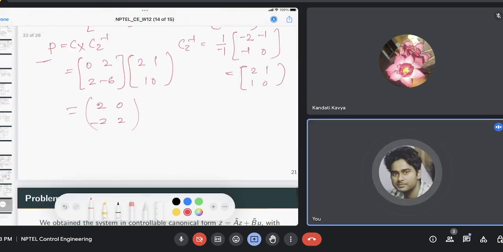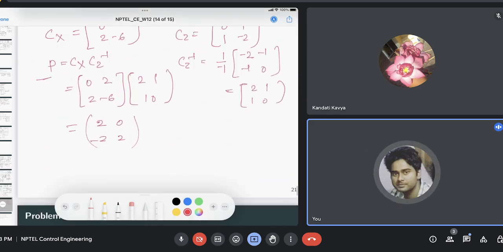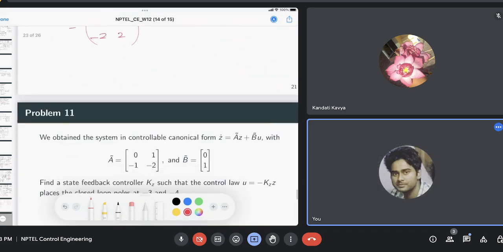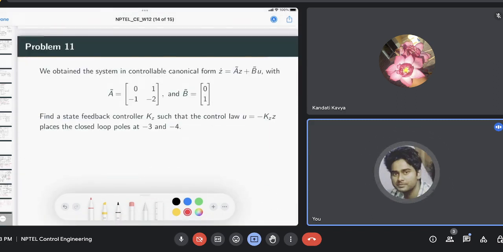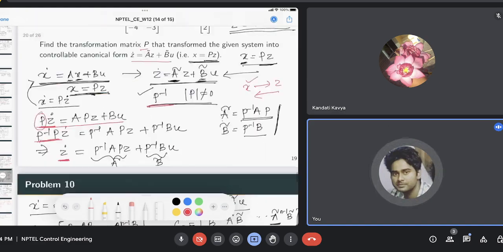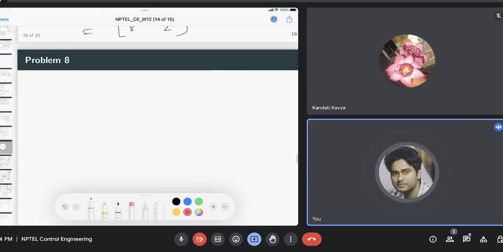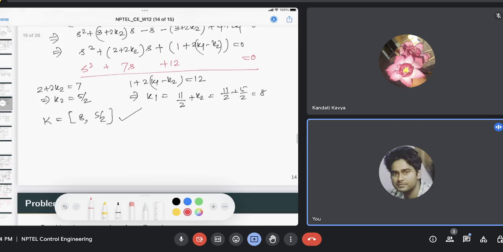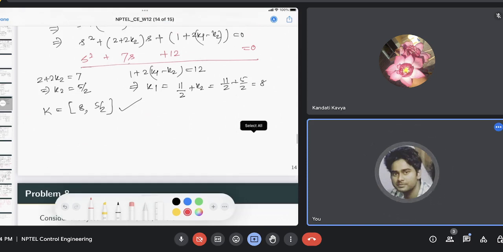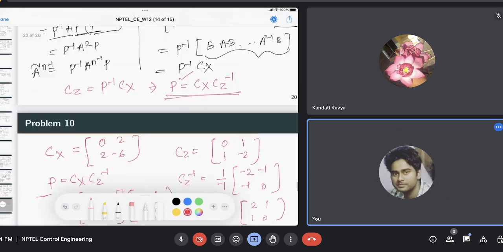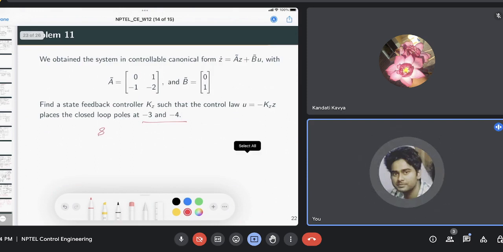Okay, so we have this P matrix now, and this P matrix will transfer from the X to the Z domain. Now we'll design in the controllable canonical form. In the controllable canonical form, the design is very easy. So this characteristic equation we'll write. The desired characteristic equation we already have, that is s square plus 7s plus 12. So this is the desired one.